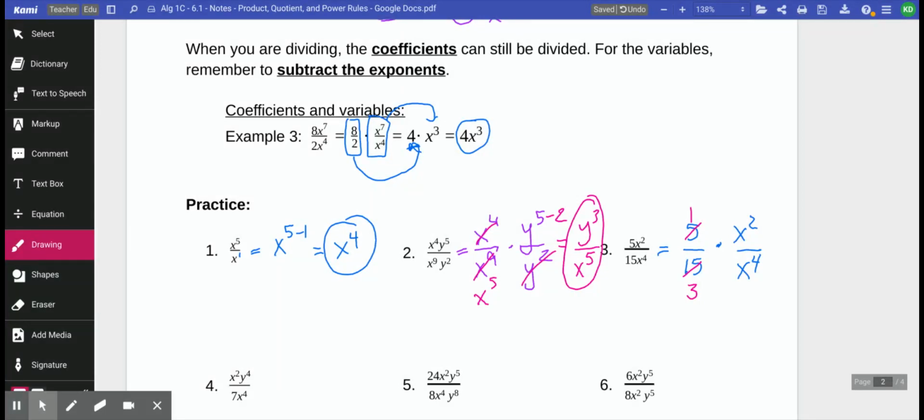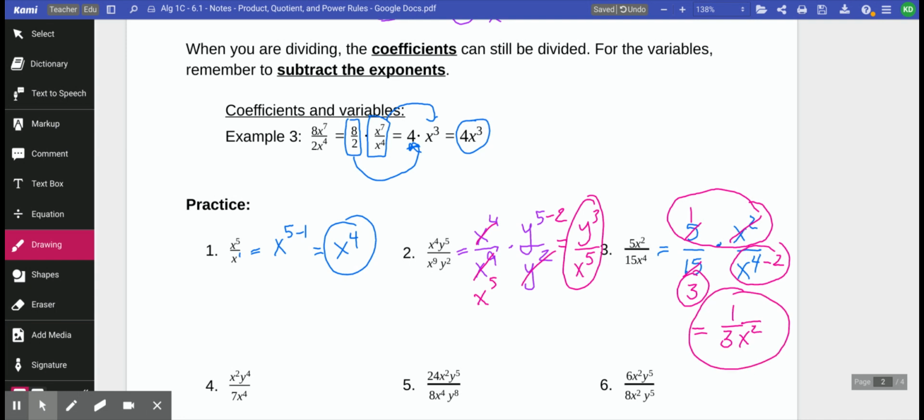For the x's, we're going to subtract 4 minus 2, right? And so these are going to disappear. So for my final answer here, what do I have on the top? If I look at everything I have on the top, it was all canceled, so it's all just equal to 1. So we have to put that 1 on the top of that fraction. And then on the bottom of the fraction, I have 3 and then x to the 4 minus 2, which is x squared. So those are all on the bottom of that fraction.